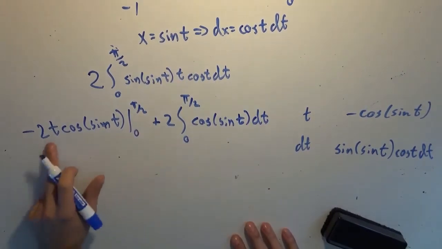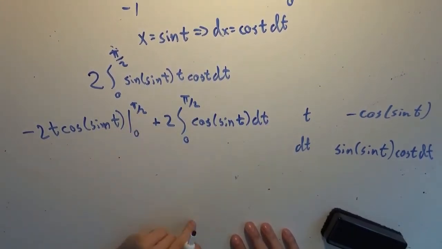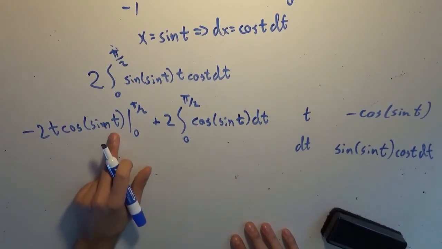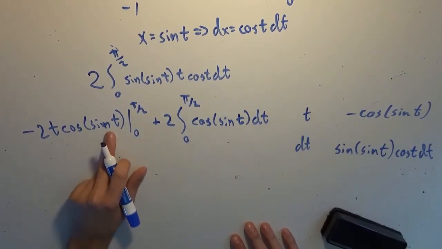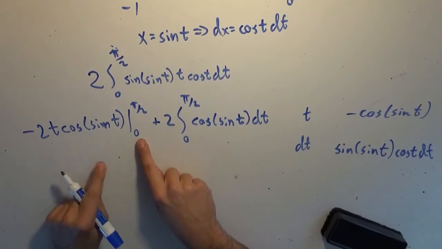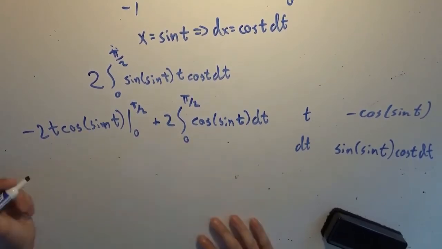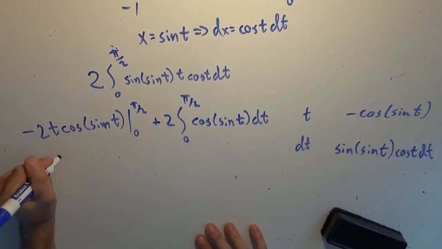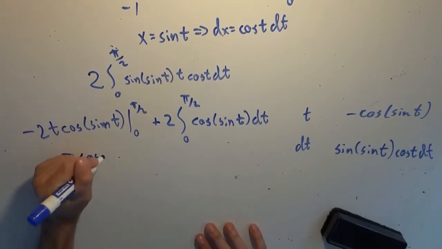If we plug in pi over 2 into this, we get negative 2 times pi over 2, and that's negative pi. Sine of pi over 2 is 1, so we end up with cosine of 1 times negative pi. If you plug in 0, you'll see that we get 0 here in the product, and that goes away. So the first term evaluates to negative pi times the cosine of 1.